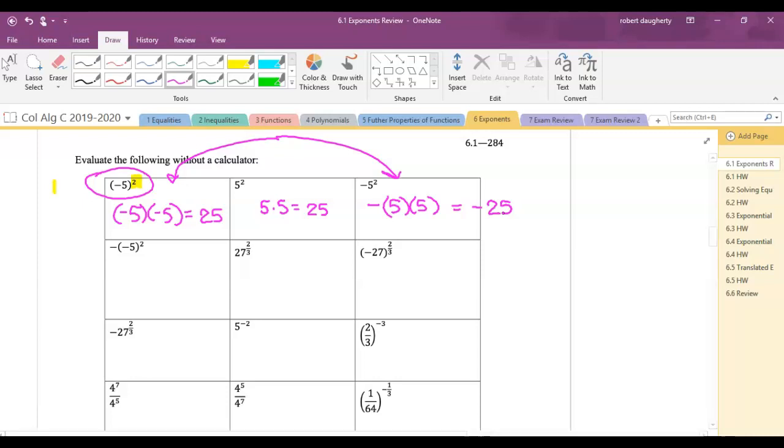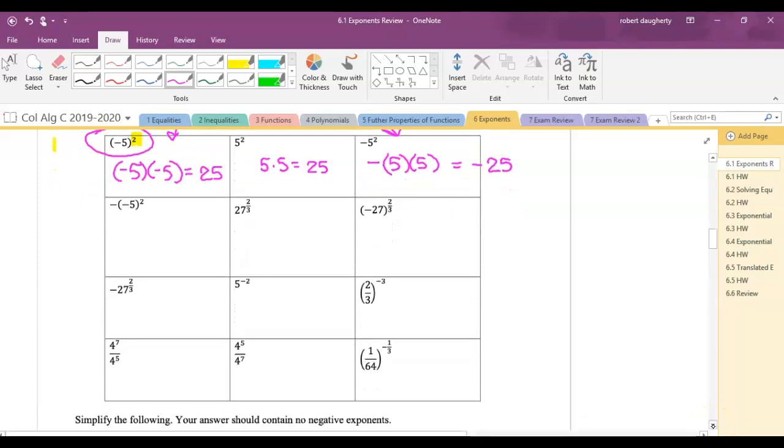So let's look at the next one. What is being squared? Negative 5 is being squared, and there's also another negative in front. So this is the negative of negative 5 times negative 5. So this is the negative of 25. So the final answer is negative 25.